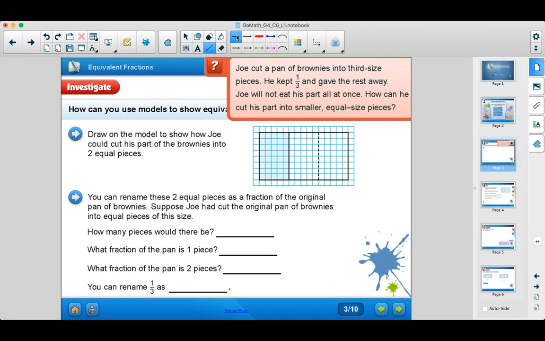Okay, so let's do that. There are 1, 2, 3, 4, 5, 6, 7, 8 parts. If you divide this by 2, you will get 4. So these are equal pieces, 4 on the top and 4 on the bottom. Okay, whatever you do in fractions to one piece, you have to do it to all of the pieces.